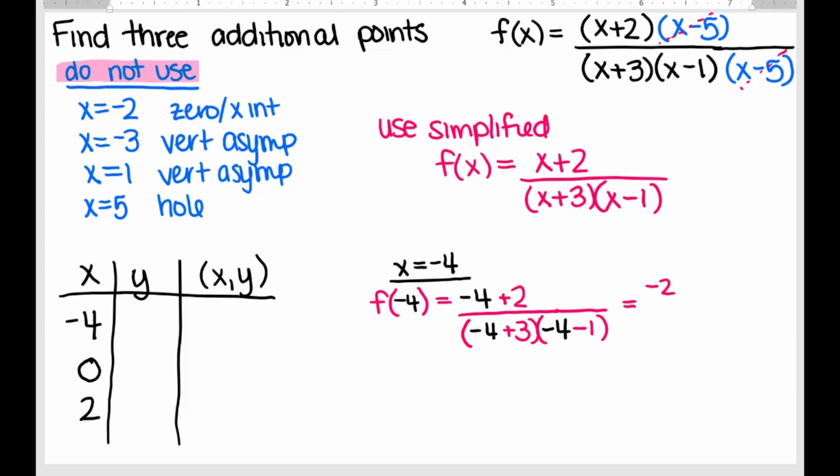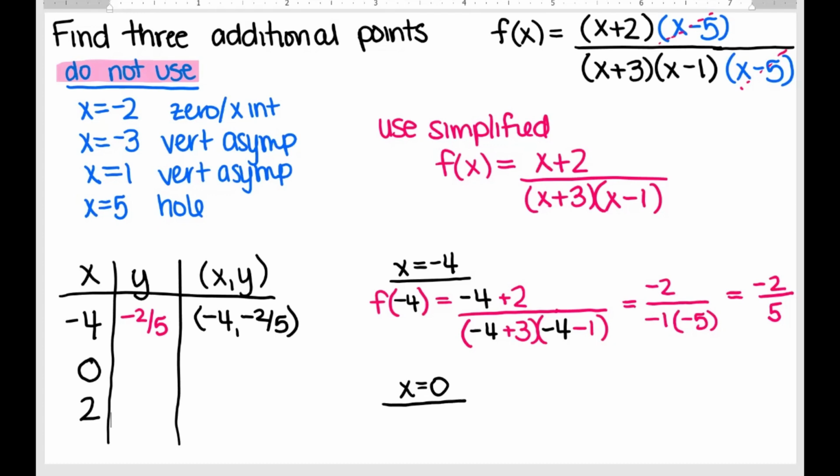Up top, we get -2. In the bottom, -4 plus 3 gets us a -1. And -4 minus 1 gets us a -5. Doing some simplification, we get -2 all over +5, which means that we found the ordered pair -4, -2 fifths. And yes, you would need to show this work. You can't just give the XY chart.